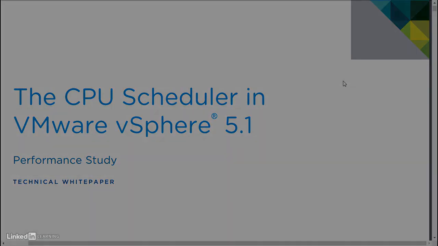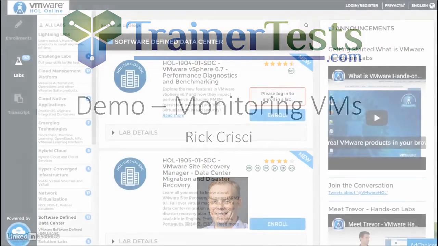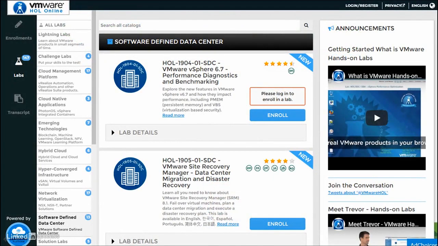In this video, we'll take a look at a few of the different tools that are available for you to monitor your VMs, and we'll talk about some key performance indicators that you may want to be aware of. And in order to demonstrate these tasks, we're going to be using the VMware Hands-On Lab environment. These are available at hol.vmware.com.